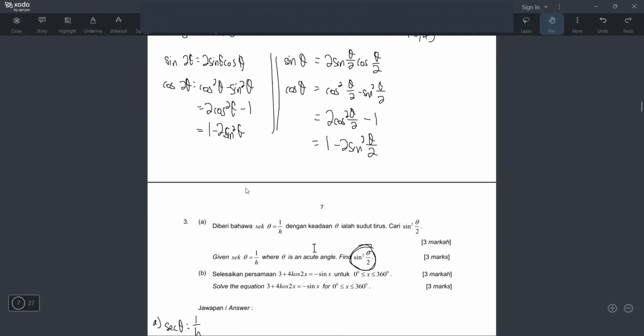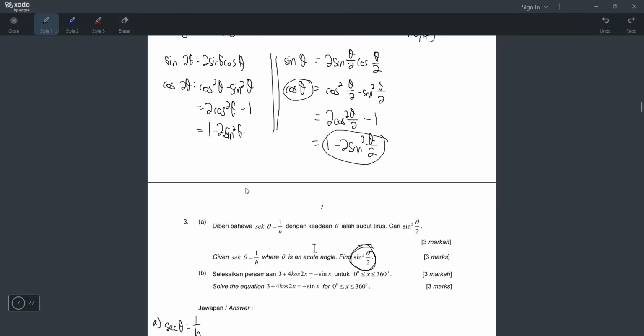I will tell you straight away. I will use this formula. Actually, there are a lot of other formulas you can use. You can also use this formula, actually, right? But the best one is this one, because this is sine square theta over 2.